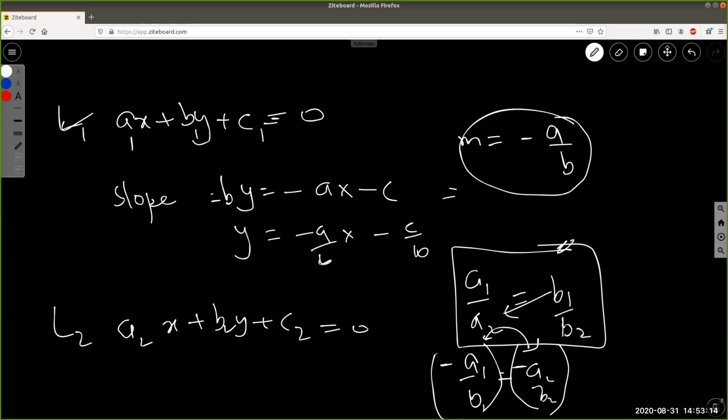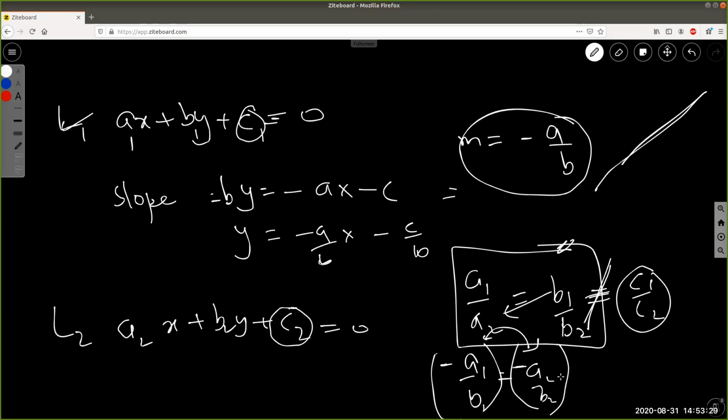This is what you read in class 10th, right? Without understanding. ये पढ़ा था ना? अच्छा, if this is equal to c1 by c2 also, that means they are parallel as well as their constants are equal. That means they are the same lines. And if this is not equal, they are just parallel. Correct? Understood? And if these are not equal, then they are not even parallel. If they are not parallel, they will always intersect.